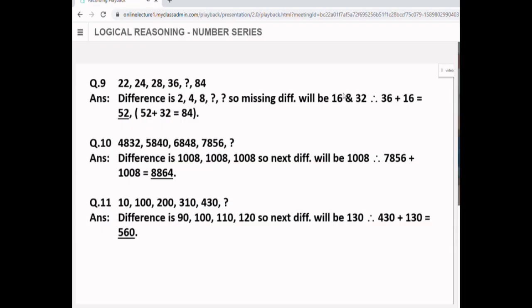Yes. The differences are 90, 100, 110, 120. So the next difference will be 130. Therefore 430 plus 130 comes to 560. And then comes the last one.